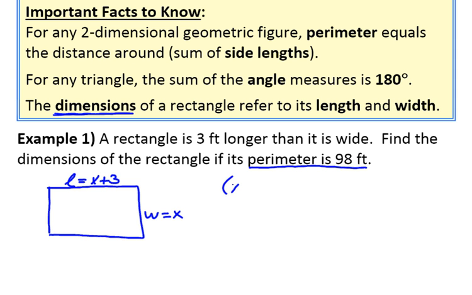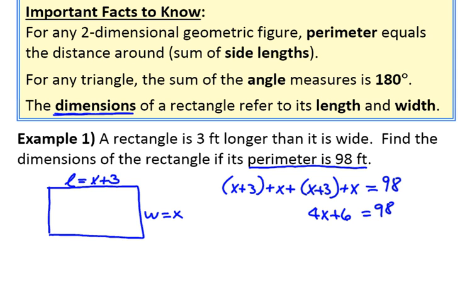So that's going to be the quantity x plus 3 plus x plus x plus 3 plus x is going to be equal to 98. So the perimeter is 98. Simplify that left side to 1, 2, 3, 4 x's plus 6 is equal to 98.